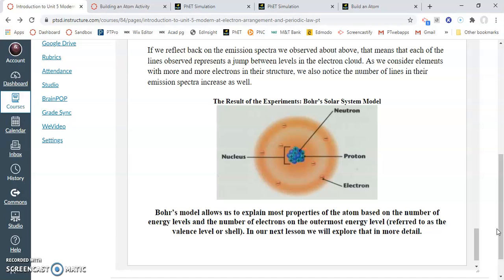In our next lesson, we'll explore that a little bit more in our next set of notes, and we'll take some time to really look at how the table informs us about the number of energy levels that an element has, and it also tells us how many electrons are on that outermost level that determine reactivity. So we'll pick up there. Please feel free to go back and review, and then you have your assignment will be listed in the module next down below this video.